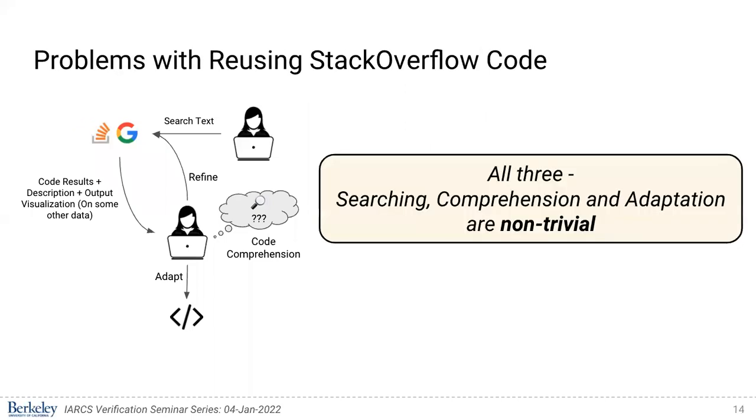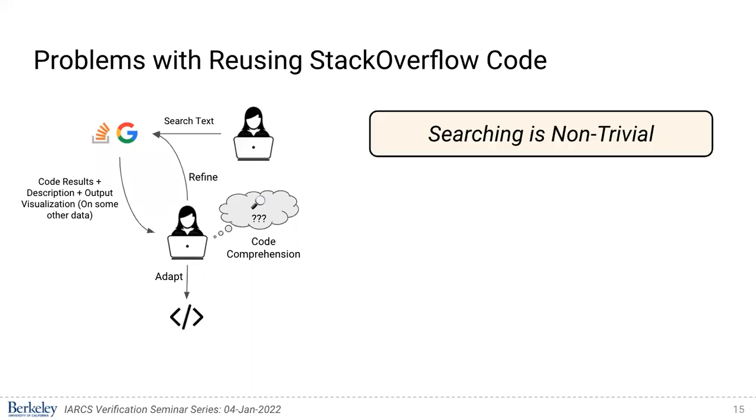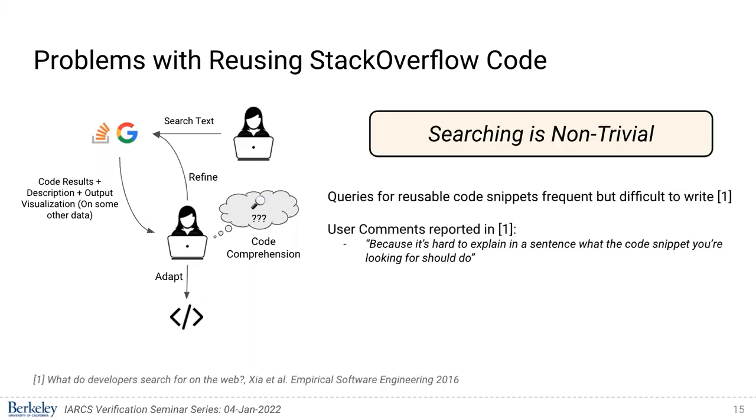And the problem here is that all of these three steps, searching, comprehension, and adaptation, can be non-trivial in many cases. Searching can be non-trivial because, as a recent study on code search by developers found, writing these natural language queries for code snippets, although they are very frequent, can be quite difficult to write because sometimes it's just hard to explain what you want to do. And you may have to rephrase your question many times before you get to the right one.